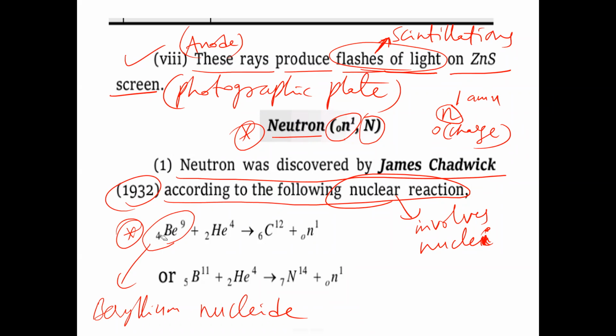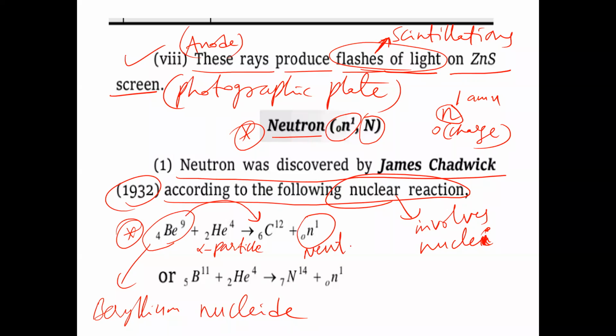So, when a beryllium nuclide is bombarded with an alpha particle, this helium-4 is what? Alpha particle. When the alpha particle bombards the beryllium nucleus, what happens? The beryllium converts into carbon, and one neutron is released here.